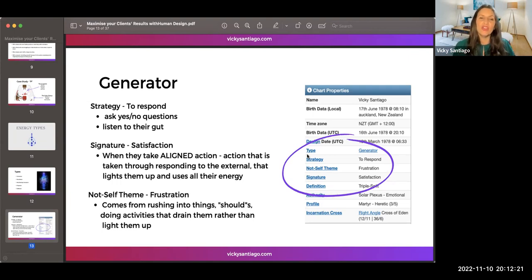So if you know that you're working with a generator client, then you've got two ways to approach asking them questions. The first thing is to try and ask them questions that have a yes/no answer. And the second thing is to just say to them, especially if they're saying, oh, I don't know, to say, hey, listen to your gut. What's it telling you?